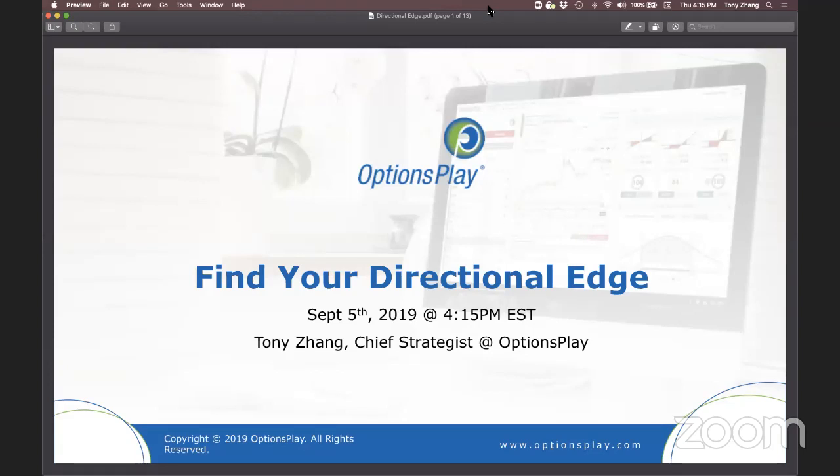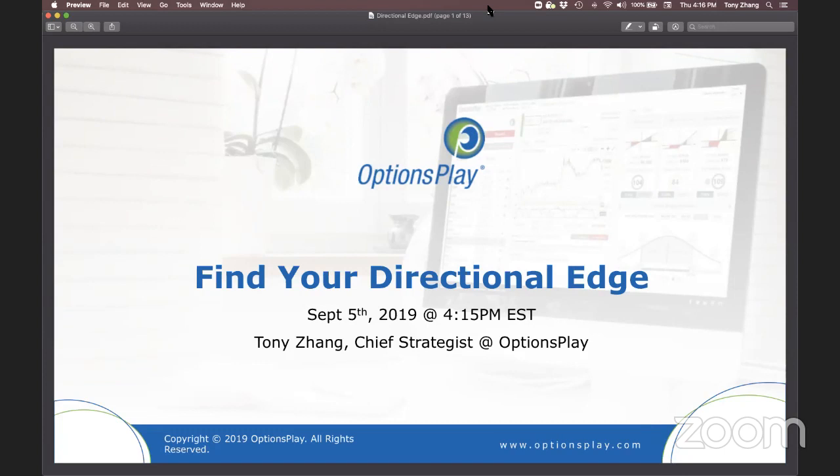So what we want to explore here today is the indicators that are available to you here at OptionsPlay that allow you to gain that directional edge. And for that, I'm going to talk you through two primary indicators that we use. I'll break down what those indicators are, why we use them, and how to use them in conjunction with each other to gain that directional edge.